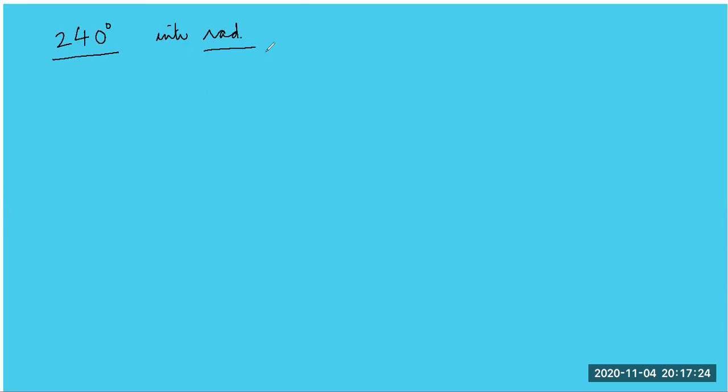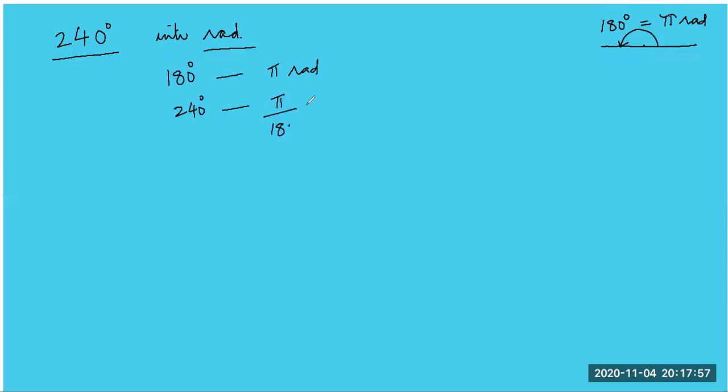Okay. So do you remember, guys? This is a straight angle and this angle is how many degrees? 180 degrees. This is equal to how many radians? Pi radians. So very simple. I will write 180 degrees is pi radians. So how much will be 240 degrees? Come on. Pi by 180 into 240. Very simple.